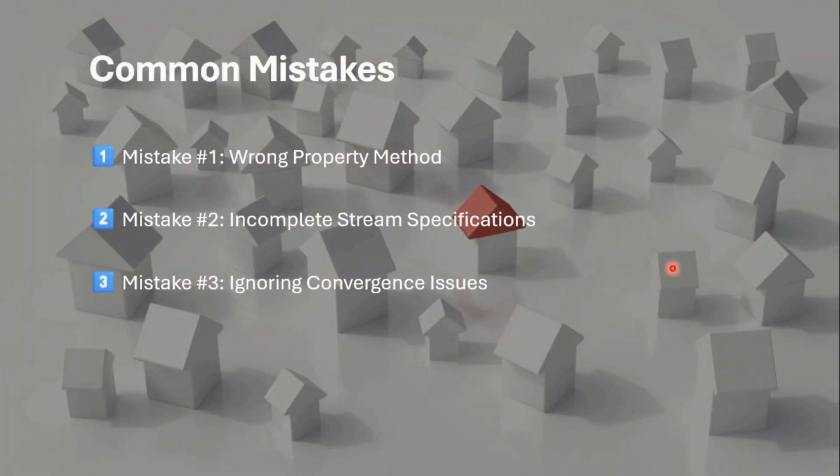Going to the common mistakes, number one is the wrong property package selection. Second is the incomplete stream specifications. And number three is ignoring convergence issues. We will go through all these mistakes one by one to see how they happen and how you can resolve them.